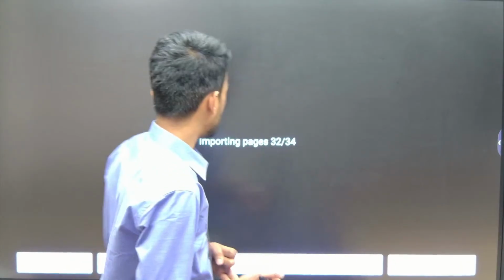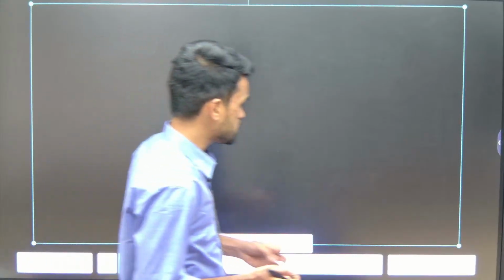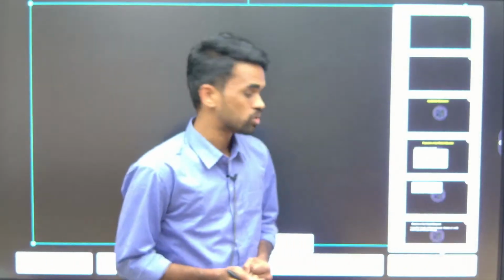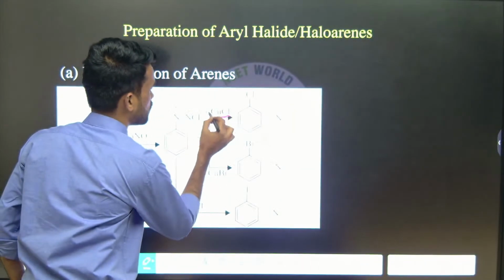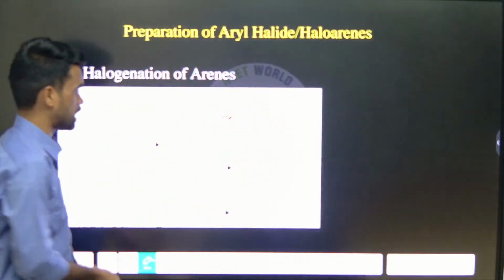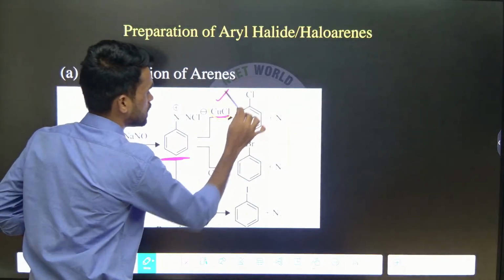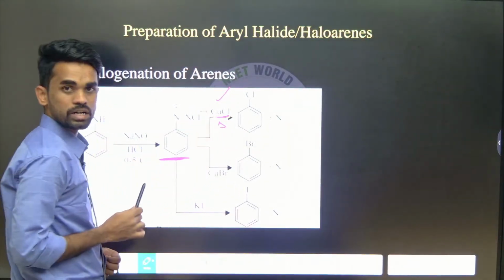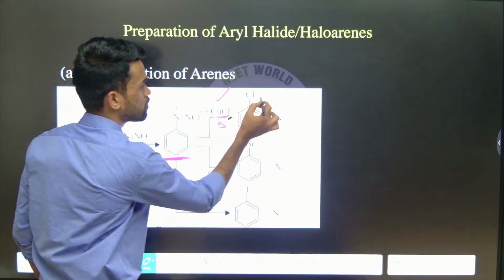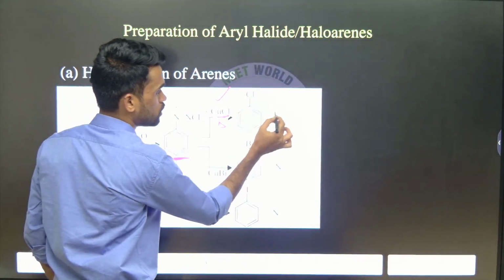Okay, so what is the reagent used there? The reagent used here is HBF4. Okay, I will explain everything. Just look here, we are using CuCl. What is the name of this reaction? It's a Sandmeyer reaction. See, our diazonium chloride is treated with copper chloride, CuCl. Now what is it giving? It is giving chlorobenzene. So N2 gas is going out.